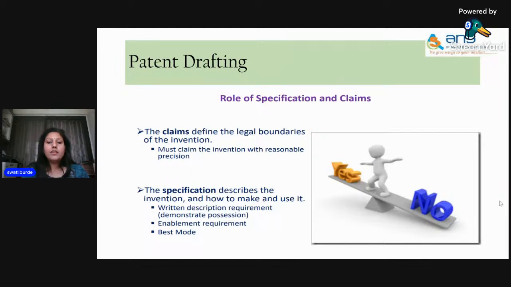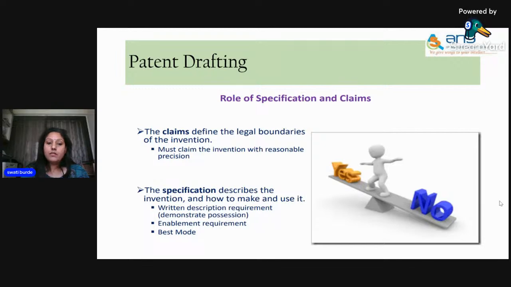So first of all, a patent comprises two parts: specification and claims. Specification is the technical part, and claims is the legal part. That's why a patent application is called a techno-legal document, which requires both legal and technical skills.